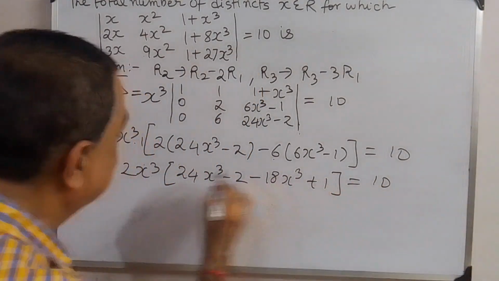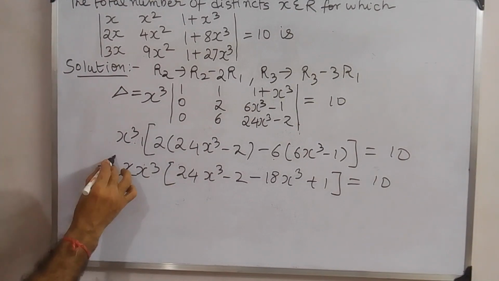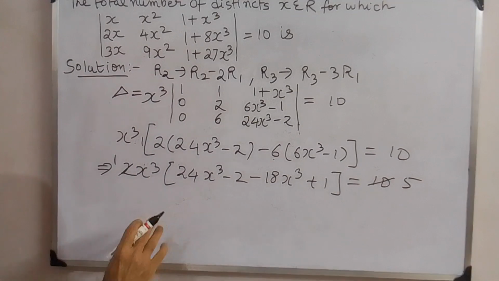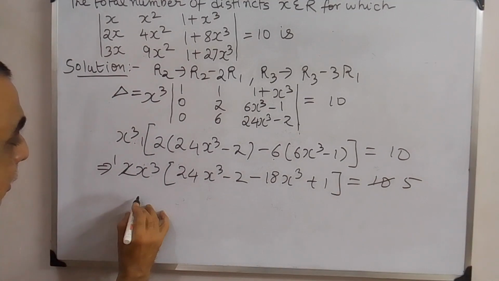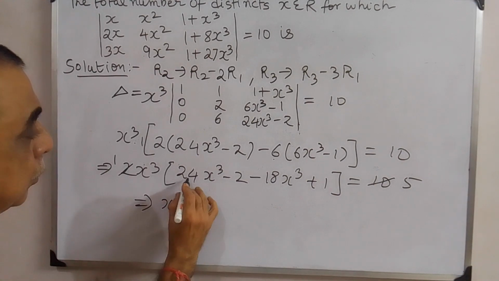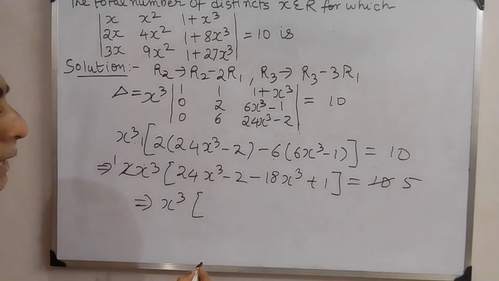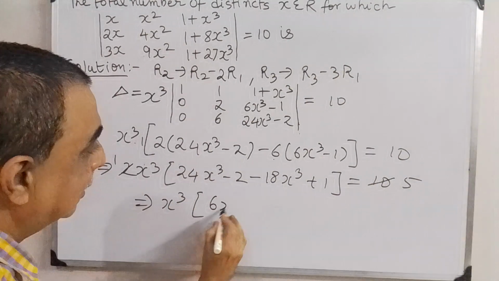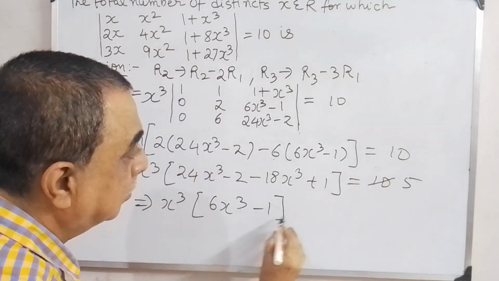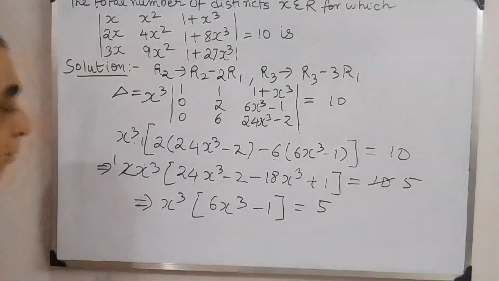Now divide both sides by 2. So 2 divided by 2 is 1, and here you will get 5. Now expand and simplify this. So what are we getting? x cube into 24x cube minus 18x cube, so that is 6x cube, and minus 2 plus 1 is minus 1, equals 5.